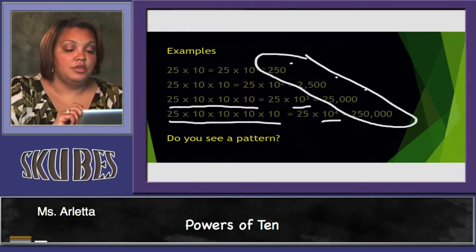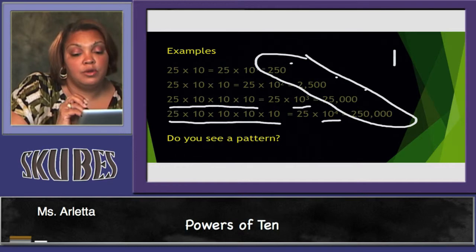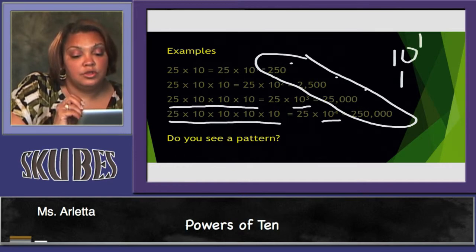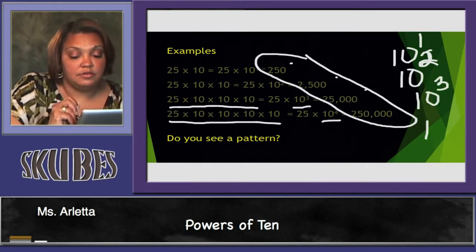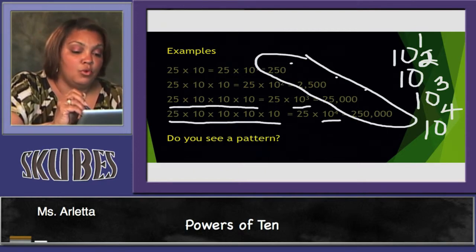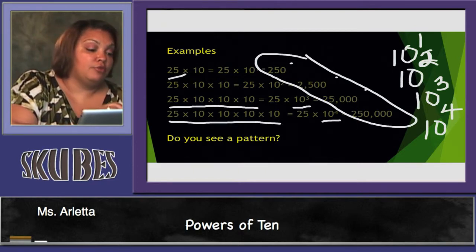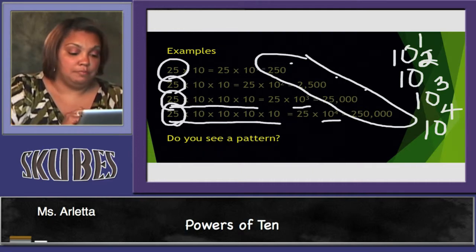So now that you see the pattern that's going on each time, your exponent goes up from 10 to the first, 10 to the second, 10 to the third, and 10 to the fourth. It will help you know how many zeros you have to add directly after each one of these numbers, whatever the number is you start with.